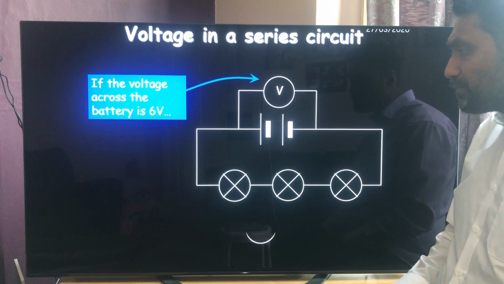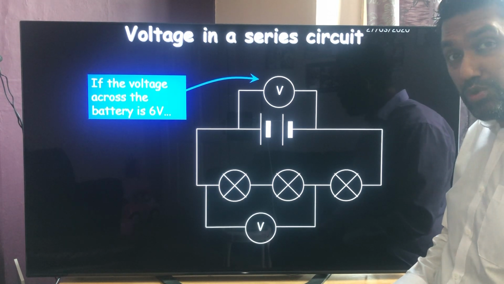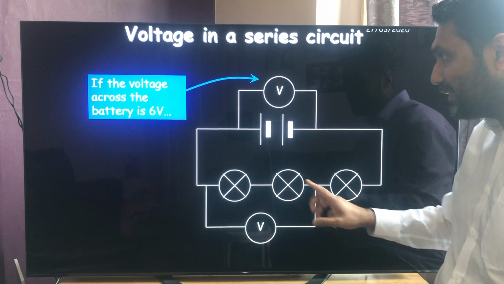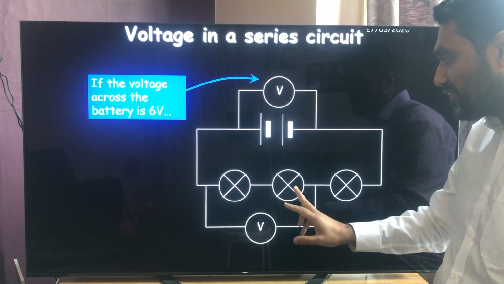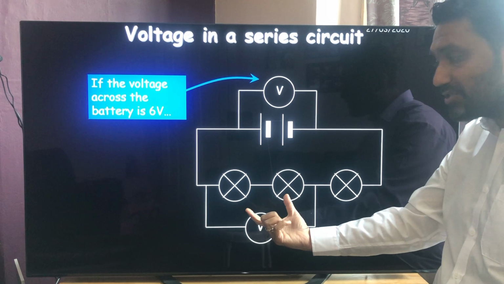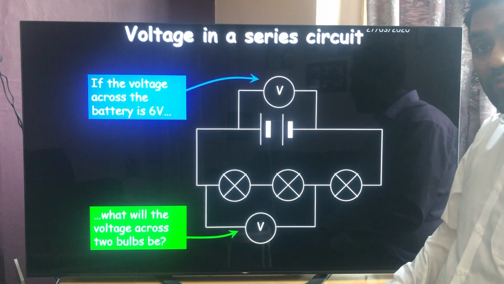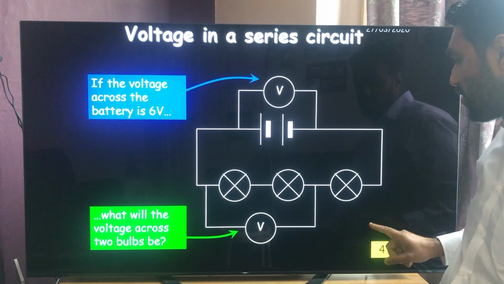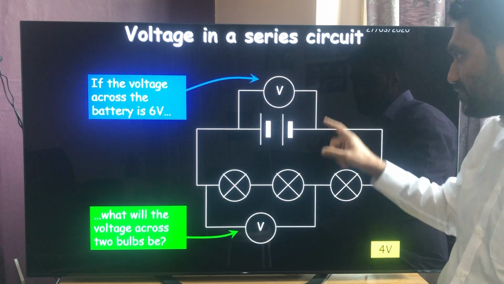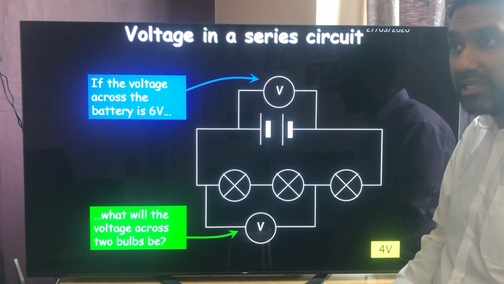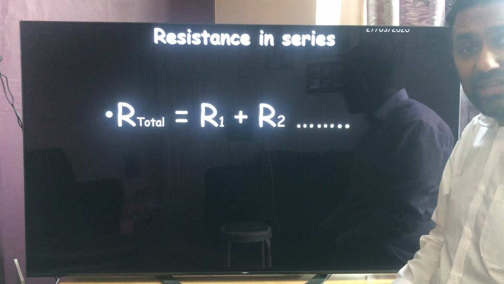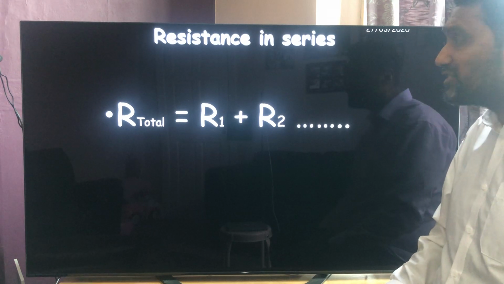What about if I measured it across 2 bulbs together? Well, the potential difference is the energy change between here and here. So that's 2 volts and that's 2 volts. I can just add those together, which gives me 4 volts. So I get 4 volts across 2 of them. And if I measured it across all 3 of them, I'd get the same as what's going across the battery. It'd be 6 volts.